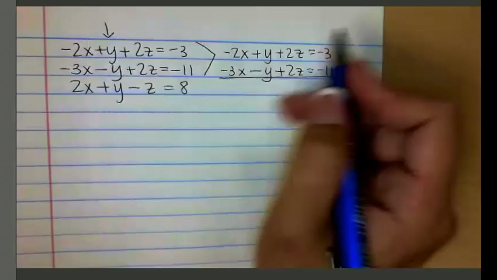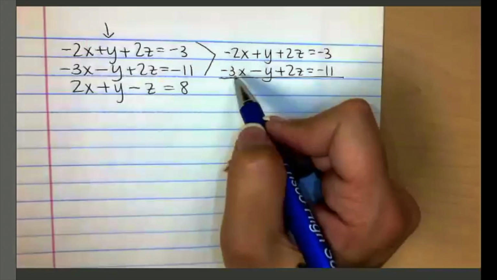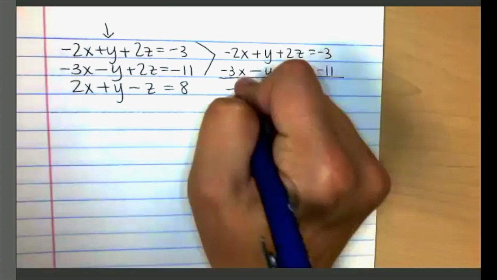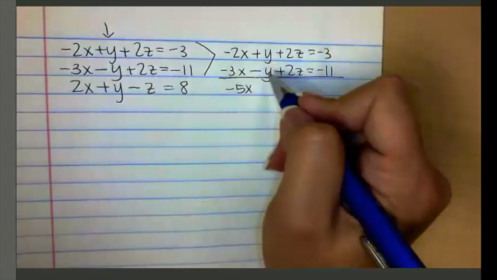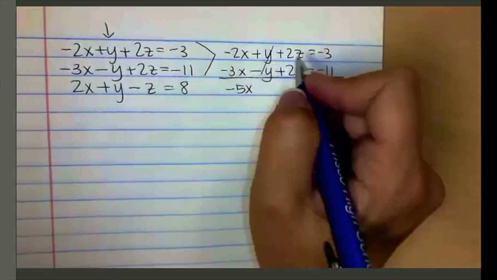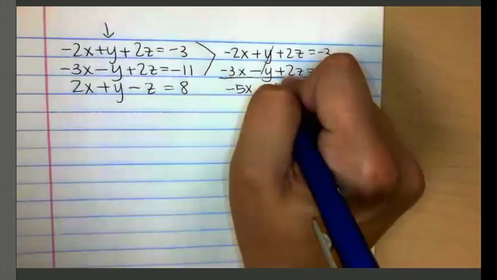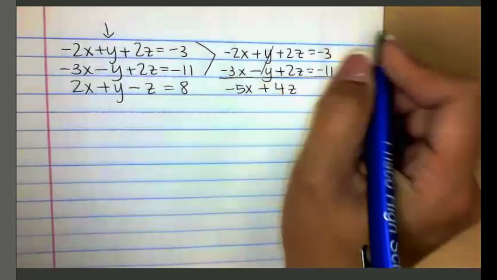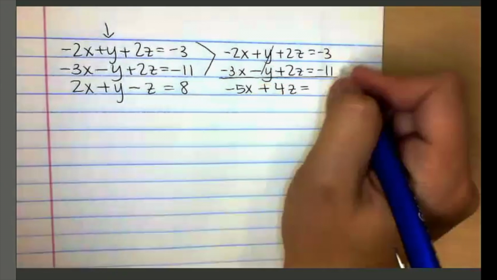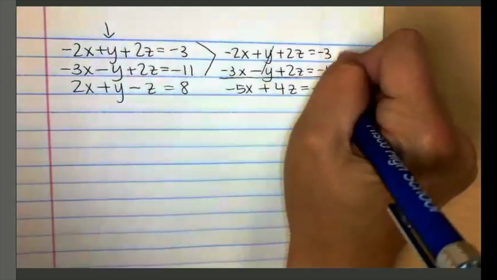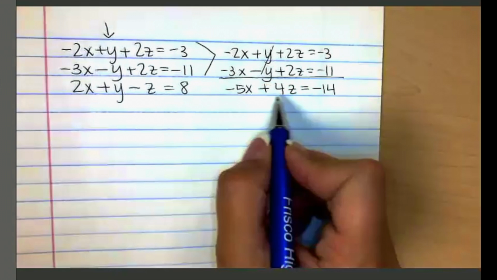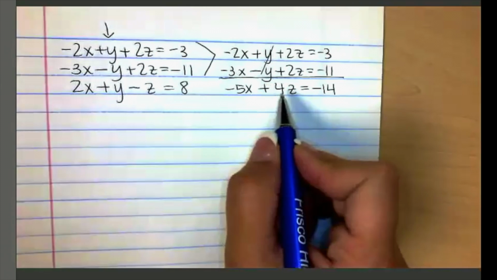When I do that, I get -2x minus 3x, which is -5x. Y and -y is 0, so that is gone. And then 2z and 2z give me 4z. And -3 and -11 give me a -14. I've now created a two variable equation here.